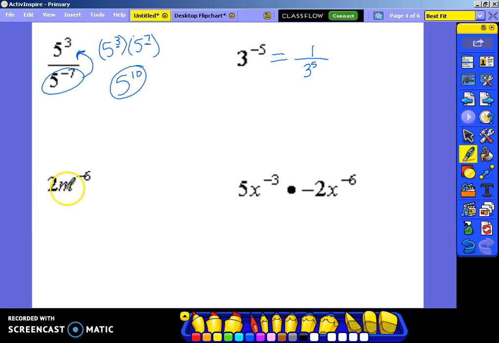When you have a coefficient with your variable, the negative exponent only goes with the variable or the number that is right beside it. Negative 2 is going to stay up top, while only the m goes to the bottom.